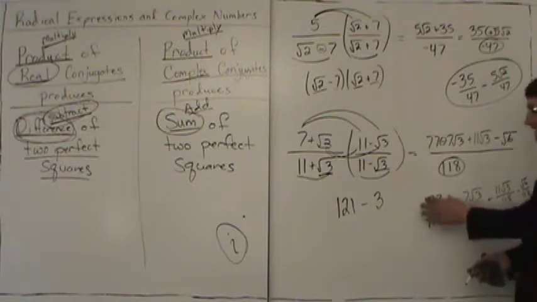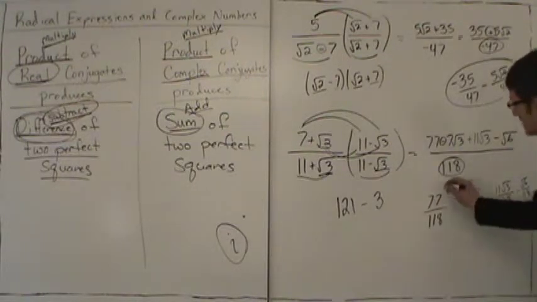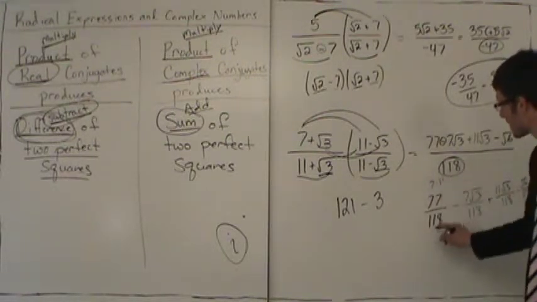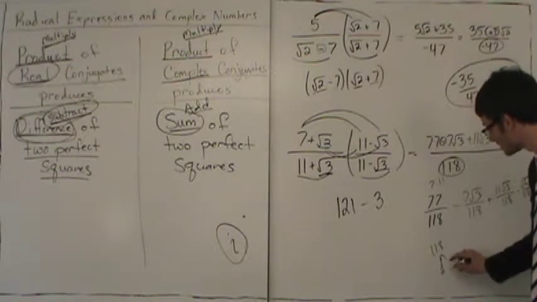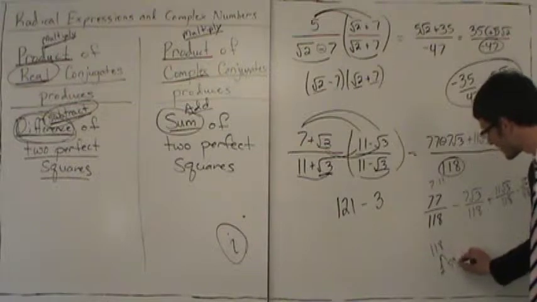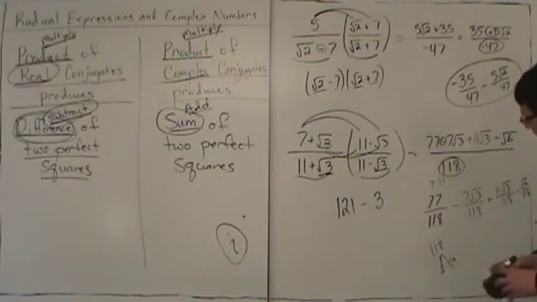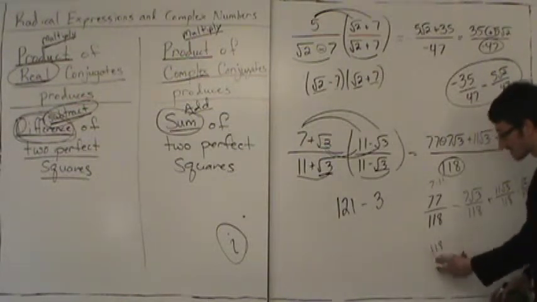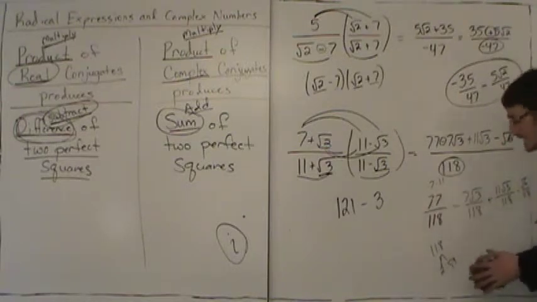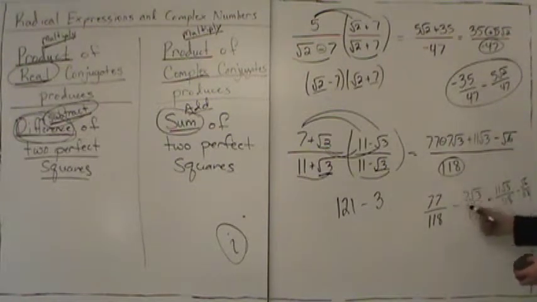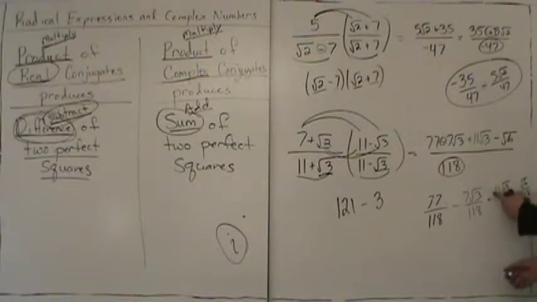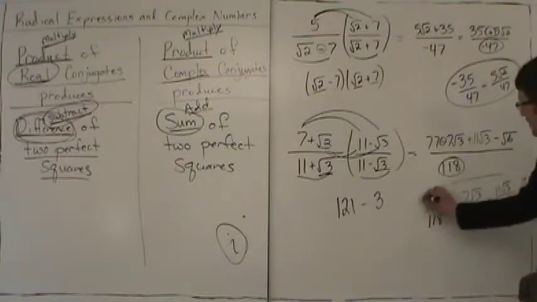And question, does anything in 77 cancel with 118? No, it does not. 77 is 7 times 11. 118 is 2 times 59, and 59 is prime. So we have nothing here cancels. 2 and 59, nothing in 2 and 59 cancel with 7 and 11. And same thing with the next. 7 does not cancel with 118. 11 does not cancel with 118. This is your final answer.